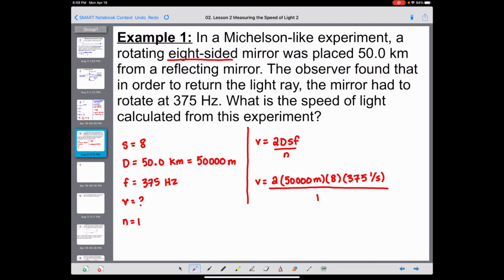And I've gone ahead and I've actually calculated that already. And that gave me 3 times 10 to the 8. And you can see here the units you're going to get are meters per second. And there we go. So when you're doing Michelson questions, you're usually going to get an answer that's close to 3 times 10 to the 8. It could be a little bigger or a little smaller. If it's not exactly 3 times 10 to the 8, that's nothing to panic about.